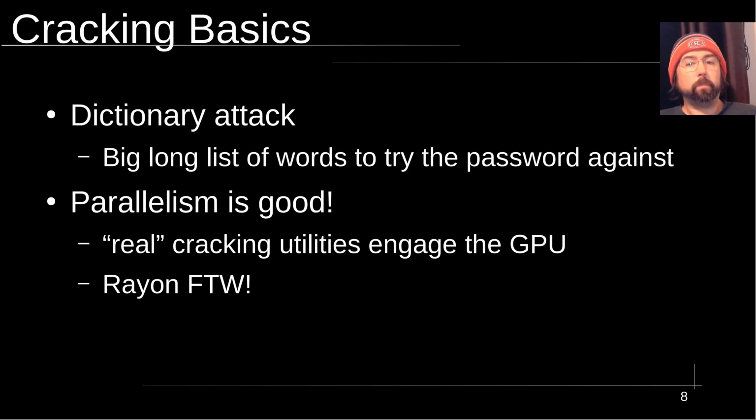So when you're cracking passwords, parallelism is very good. And that's why all the real cracking utilities use the GPU for more parallelism. When you're on a GPU, you can attempt several thousand words at a time, rather than on my machine, because I have a 32 core machine, I can try 32 passwords at any one point in time using the Rayon crate.